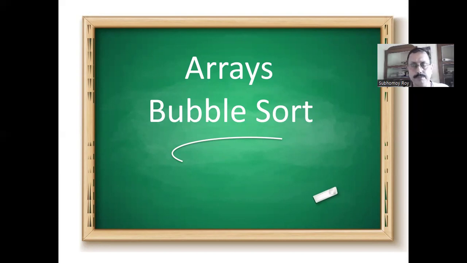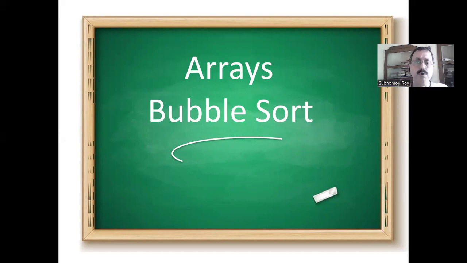Now what is sorting? Sorting means to arrange the data in order. If it is a numeric array, then you have to arrange the data in ascending or descending order. If it is a string array, then you have to arrange it either in alphabetic order or reverse alphabetic order.